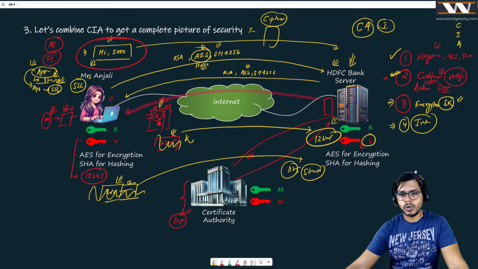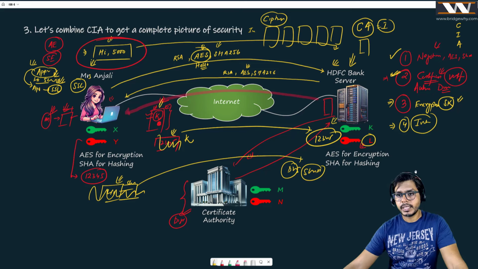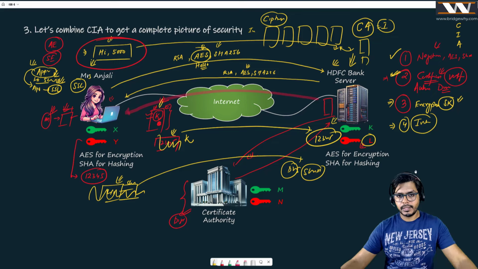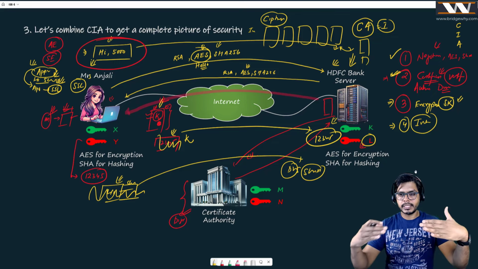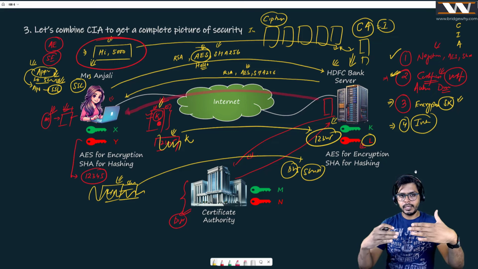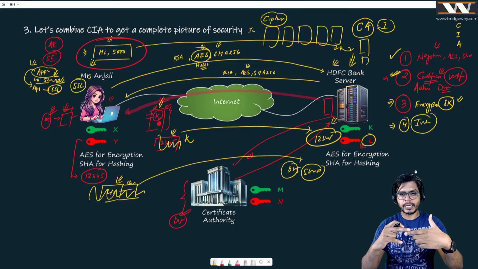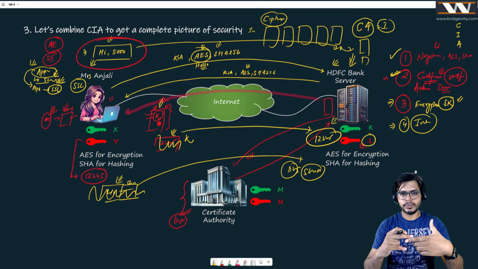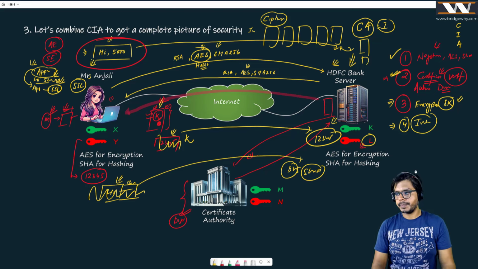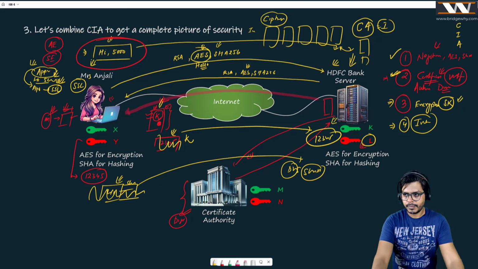Anjali sent so many algorithms, maybe 20, 25 algorithms, to HDFC Bank. And HDFC Bank is going to select which one is the best. So the best algorithm among them is negotiated, and both client and server, or Anjali and HDFC Bank server, have to negotiate which algorithm they are going to use for encryption, which algorithm for integrity, and which algorithm for key generation. Okay, perfect. Thank you very much.